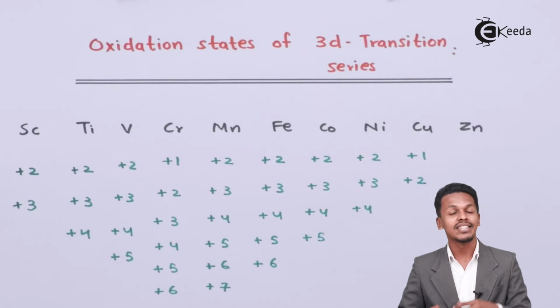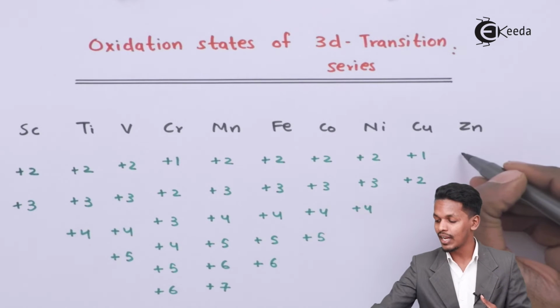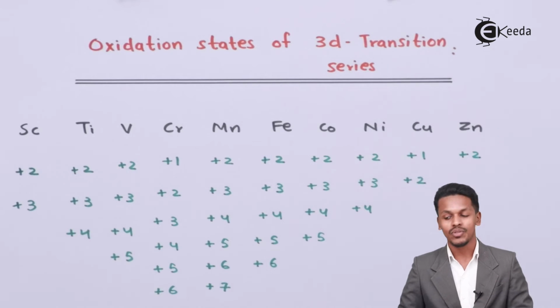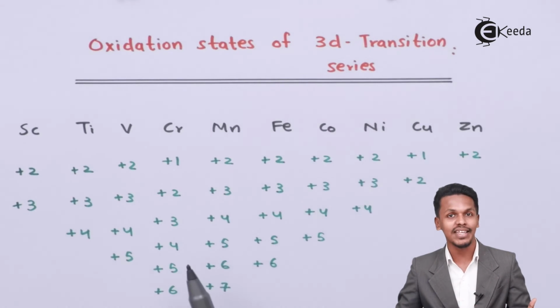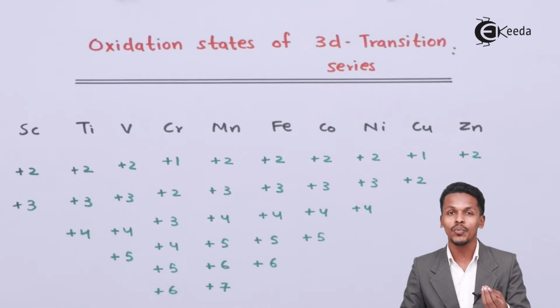And for zinc, the only oxidation state it can acquire is +2. So these are the variable oxidation states that could be exhibited by the 3d transition series. And now let me discuss a few points also.